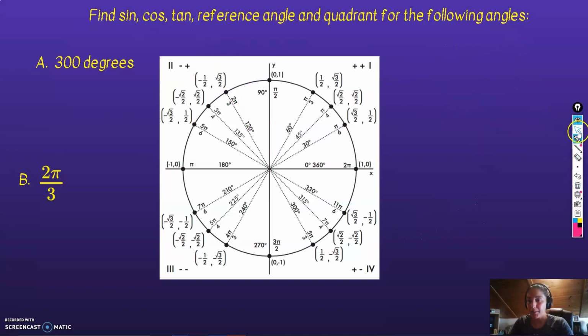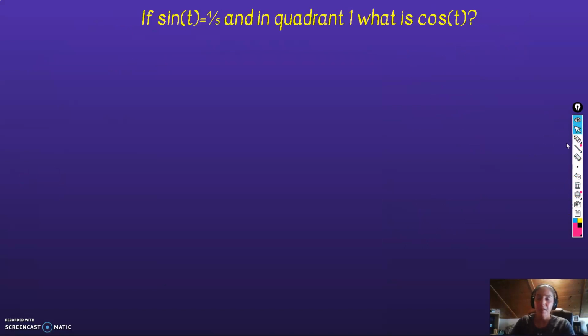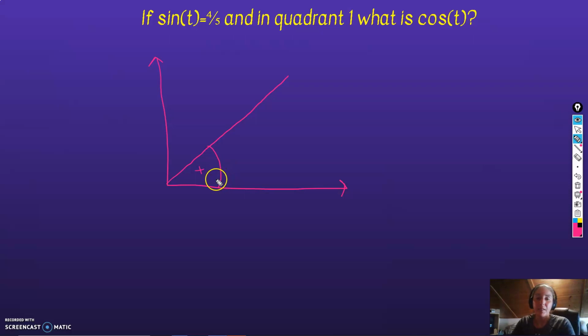All right, let's keep going. Let's see what other kind of questions we can answer. So that was a long one. If sine of t is 4 over 5, and in quadrant 1, what is cosine of t? What I'm going to do is draw quadrant 1 here. Quadrant 1 is the upper right. And then we have some line here. This is the angle t.